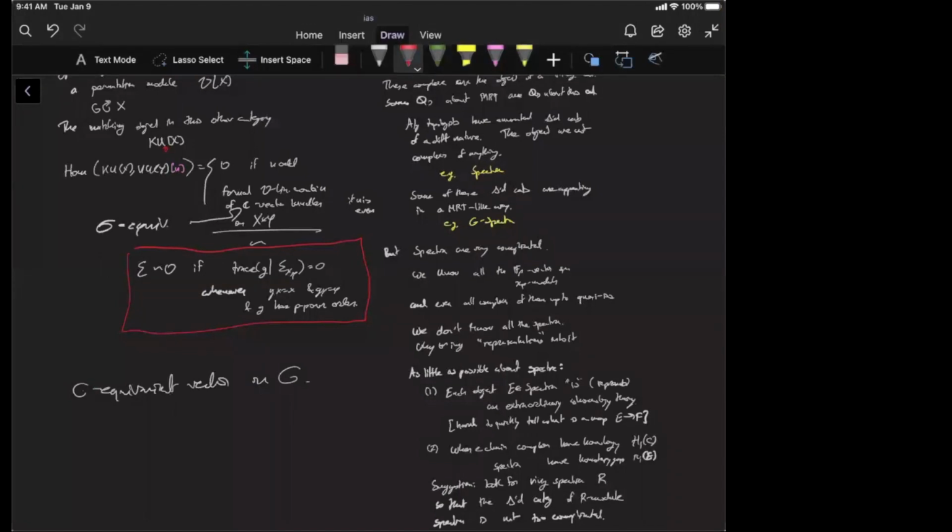Yes, I see what you mean. Okay, thanks. So that's something a little bit richer than once you're linearized, once you're at the derived category.